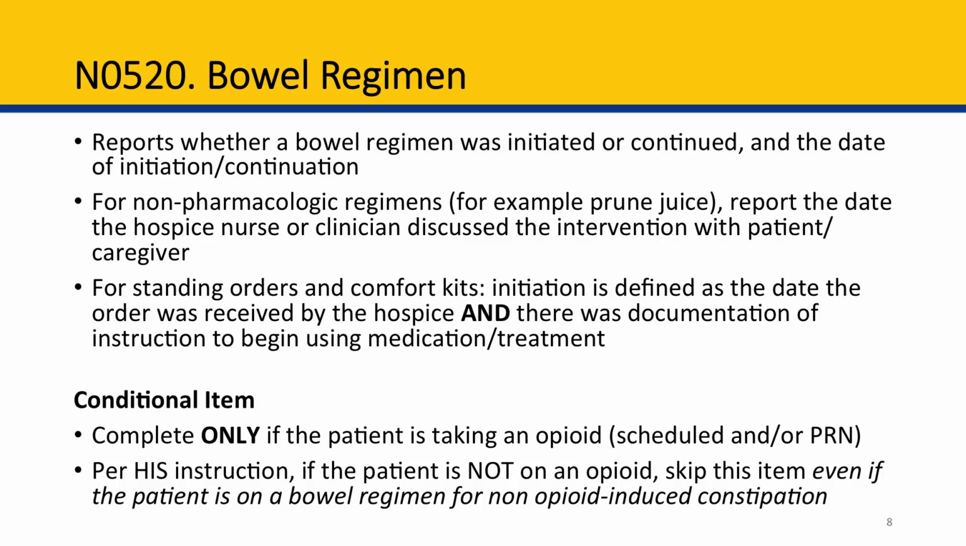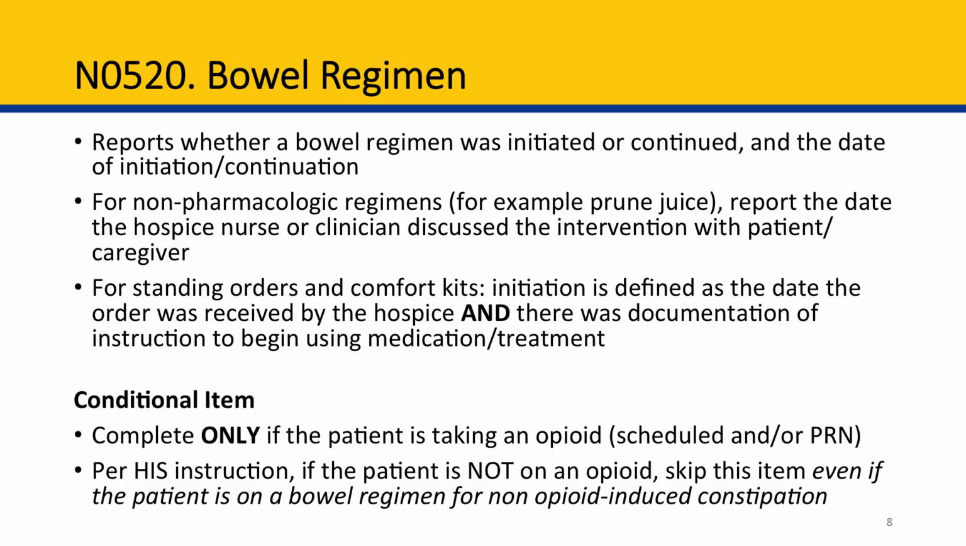Remember, this section is exclusive to preventing opioid-induced constipation. So if the patient is not on an opioid, there is no need to report information on their bowel regimen. For non-pharmacological bowel regimens, for example, prune juice, report the date the hospice nurse or clinician discussed the intervention with the patient or caregiver. For standing orders and comfort kits, initiation is defined as the date the order was received by the hospice and there was documentation of instruction to begin using medication or treatment.